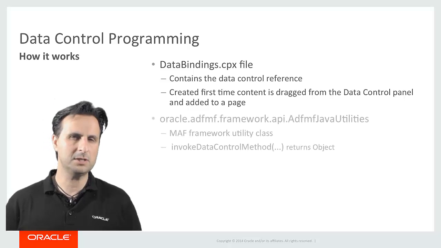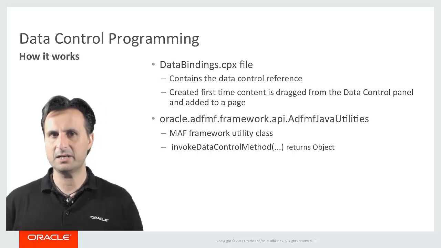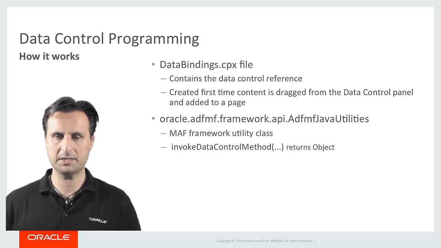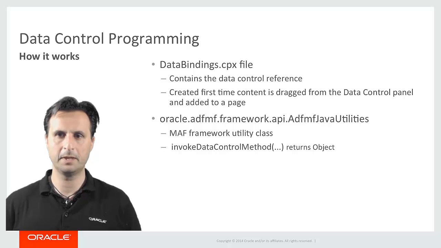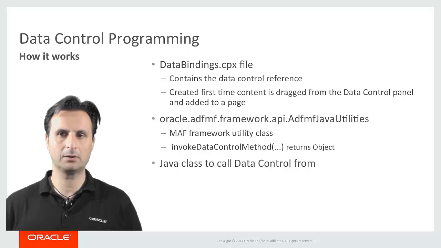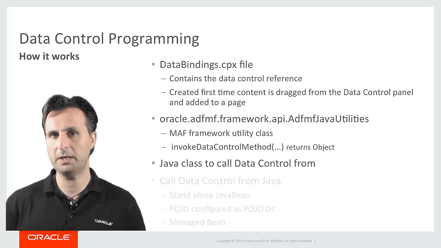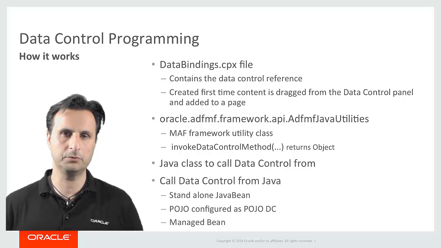And then there is a utility class called the ADFM Java Utilities class, and this class provides you a method to invoke a data control, pass arguments in, but also retrieve a response. And then you need a Java class to call the data control from. Now, as mentioned, this could be a managed bean or the man in the middle, in which case you have the POJO that will do that.